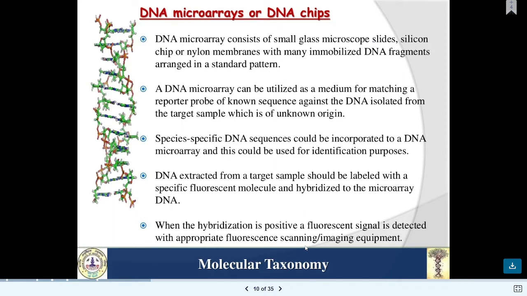DNA microarrays or DNA chips. Now, a DNA microarray consists of small glass microscope slides. These slides are made up of a silicon chip or nylon membranes with many immobilized DNA fragments arranged in a standard pattern. The DNA microarray can be utilized as the medium for matching the reporter probe of a known sequence against the DNA isolated from the target sample, which is of unknown origin. So species-specific DNA sequences could be incorporated into the DNA microarray.